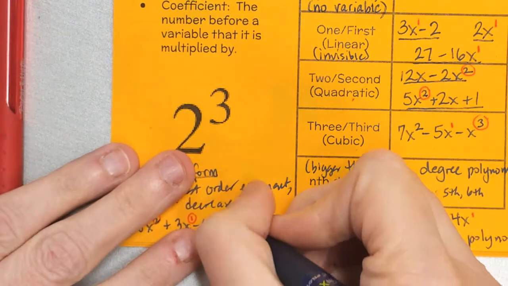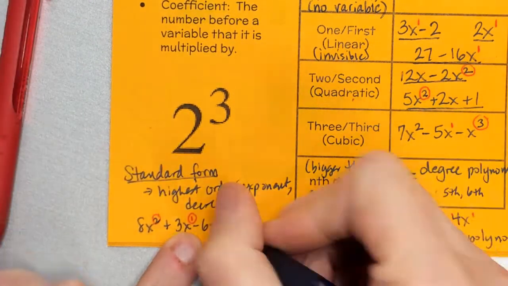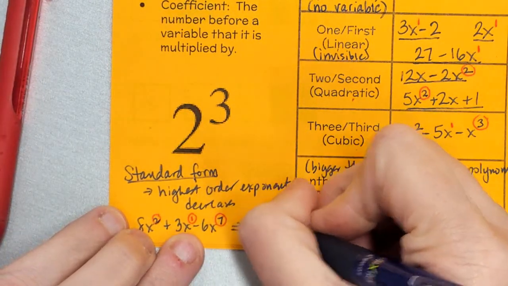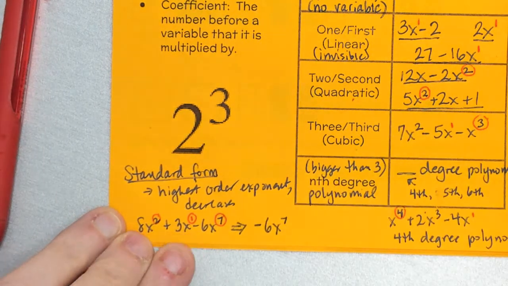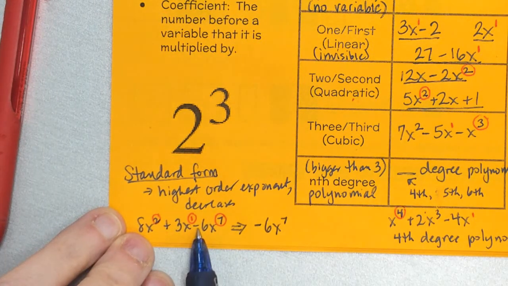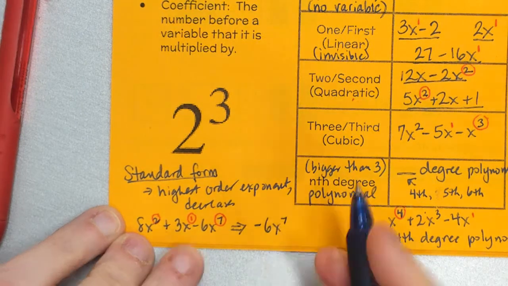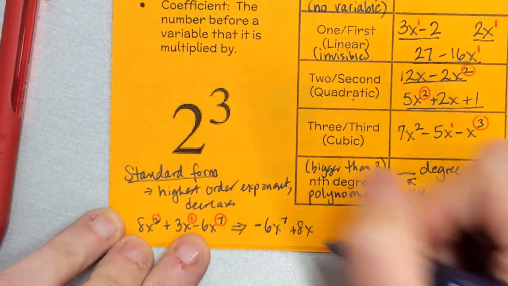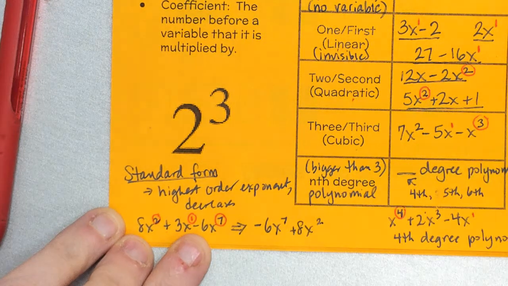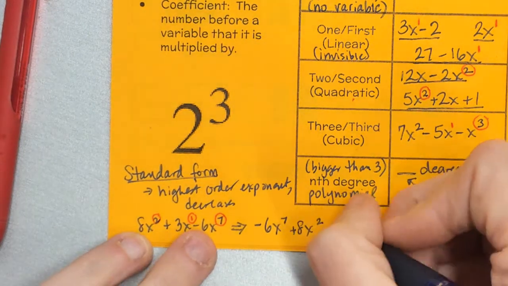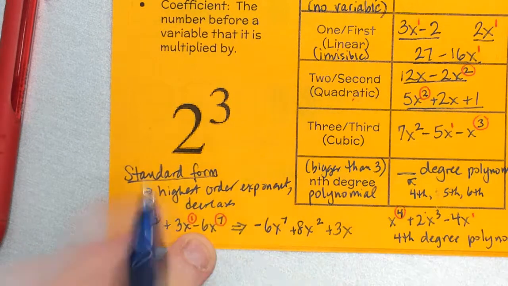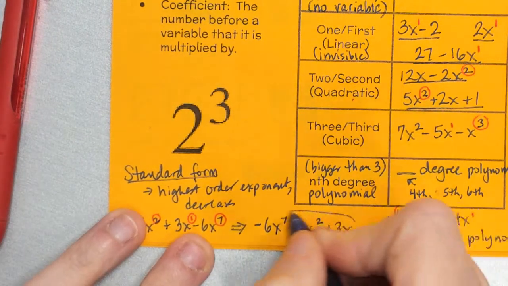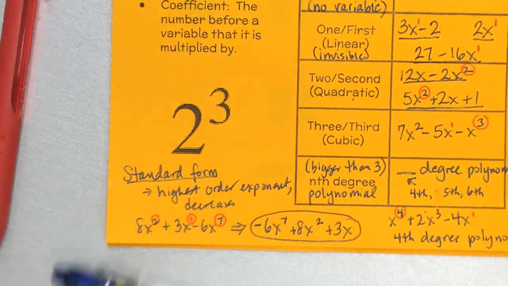Okay, so it was 8x squared plus 3x minus 6x to the 7th. Okay, so if I look at this, I'm going to look at the exponents. So I have a 7, a 1, and a 2. I start with the highest one. So when I turn this into standard form, I'm going to start with negative 6x to the 7th. Why negative? Because the negative is part of that term. That's the highest number. It goes first. The next highest number is positive 8x squared. And the next one is positive 3x, and I'm out, so this is now written in standard form.